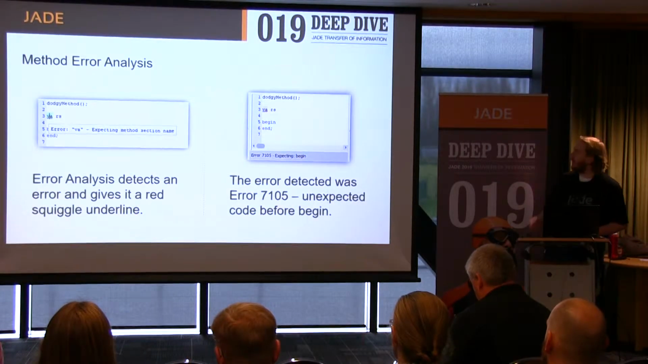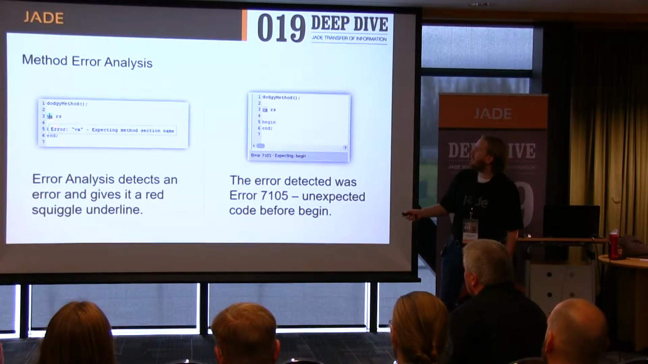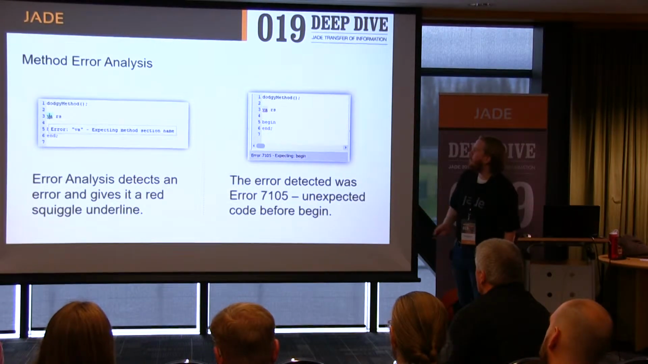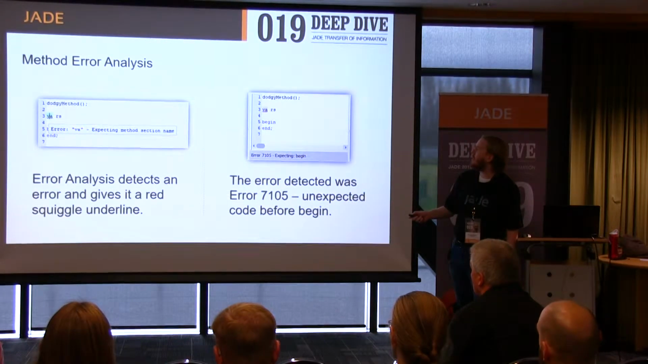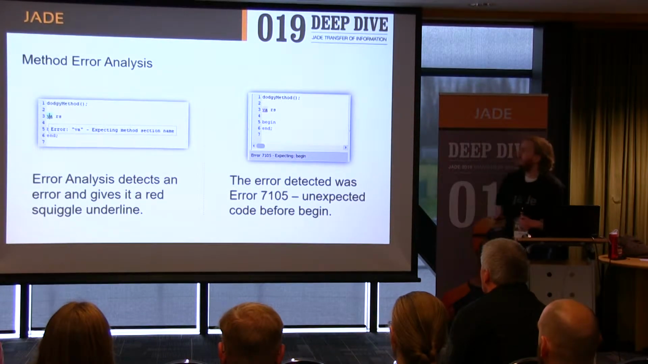So what's it going to look like? Let's say that you've got a really simple method here and you've got VA space RS. That's not a variables list at all. You're going to get a red squiggle, and if you mouse over that, it's going to tell you exactly what it found wrong with it. So: error, VA expecting a method section name. Okay, that's pretty useful. So you can go, oh, of course, VA isn't a method section name, and you can fix that up.